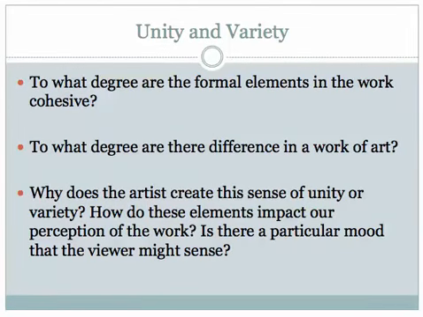And finally, we have the issues of unity and variety. Okay, so this is the kind of thing that in a formal analysis you'll be concluding your remarks with. To what degree are formal elements working together in a work of art? How much do they work together? Are they cohesive? Right? Are there differences? Does there seem to be something that's out of place that creates tension in the work? Well, that's important to look at too.